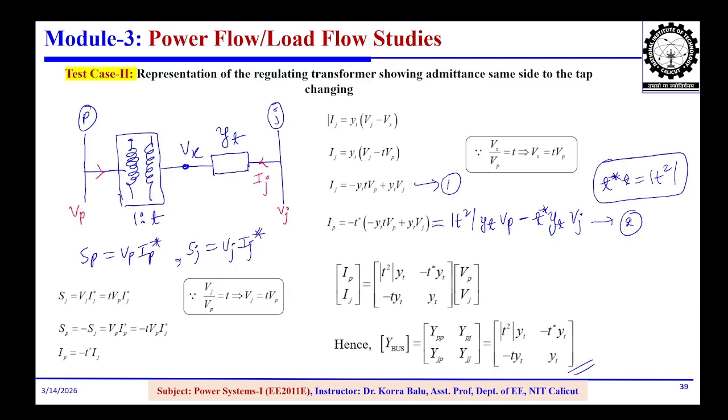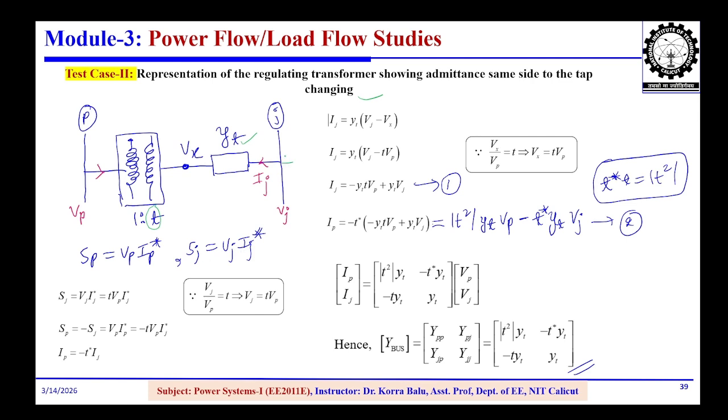Similarly, you can go for the representation of the regulating transformer where the given admittance is on the same side of the tap changing. Okay, so here you can see the tap changing is on the same side of the given admittance. Now apply the same mathematical expressions to calculate the admittance matrix. So first we start with the complex power at bus P: SP is equal to VP into IP conjugate. Similarly, at the J bus, SJ is equal to VJ into IJ conjugate.